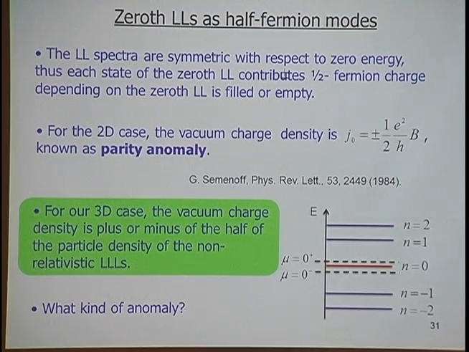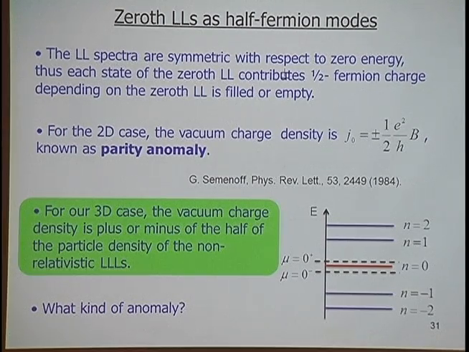In 2 dimensions, we know that each of these zeroth Landau level states is a half-fermion mode in the sense of a Jackiw-Rebbi mode. Whether the sign of the fermion charge is positive or negative is determined by whether this state is filled or empty. In 2D, it can be shown that even in a vacuum, if you apply a magnetic field, it will induce a non-zero charge of positive half or minus half. And this is known as the parity anomaly in high energy theory.